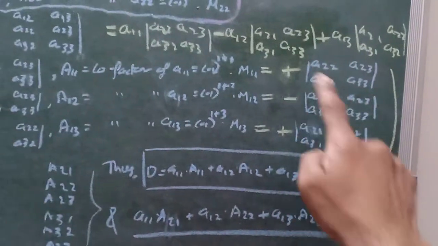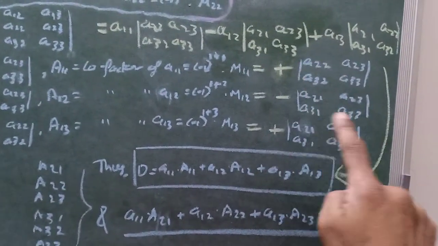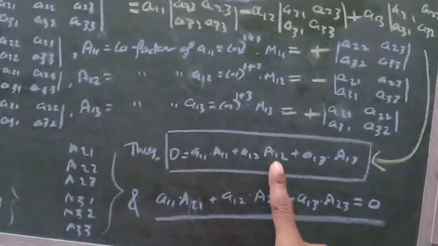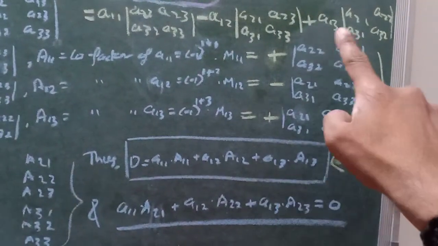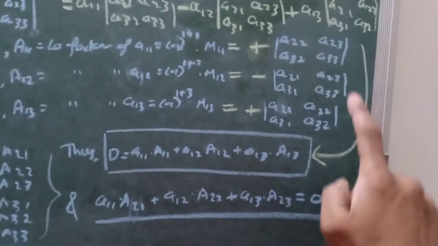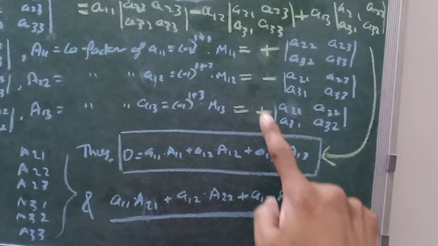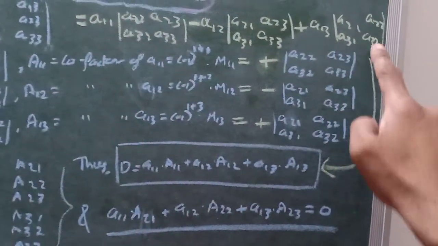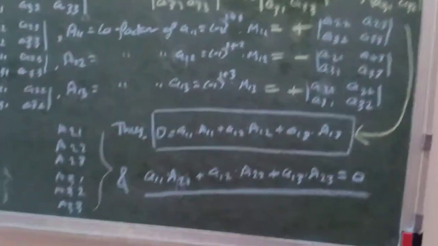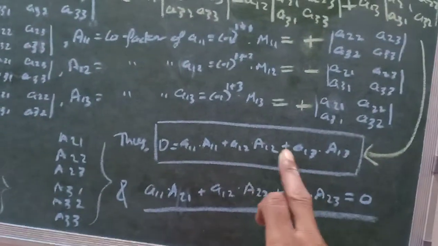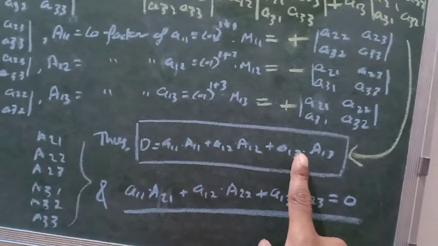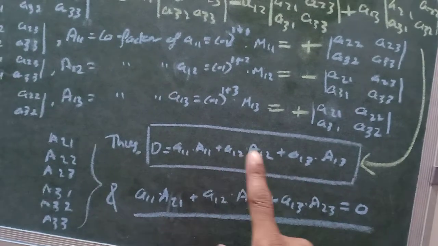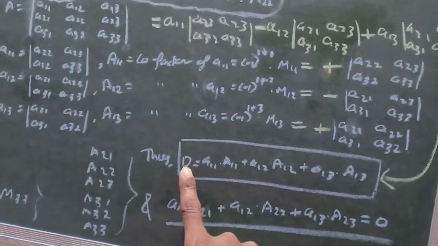When you observe, minus of the determinant A21, A23, A31, A33 is nothing but capital A12, plus A13 into capital A13, you see, the determinant A21, A22, A31, A32 is capital A13. So what we understood: the sum of the product of the elements of any row or column with its cofactor is the value of the determinant.